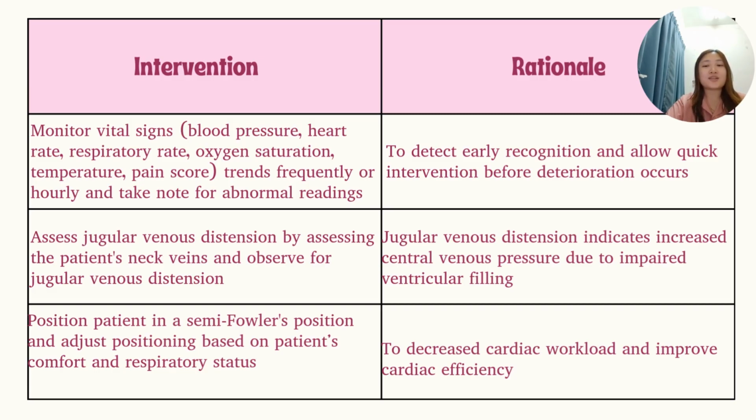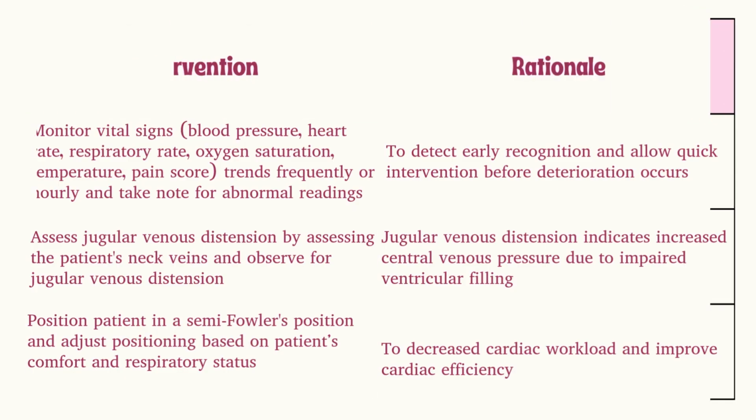Second one, assess the jugular venous distension by assessing the patient's neck veins and observe for jugular venous distension. This is because jugular venous distension indicates increased central venous pressure due to impaired ventricular filling. The third one, position patient in a semi-Fowler's position and adjust positioning based on patient's comfort and respiratory status. This is to decrease cardiac workload and improve cardiac efficiency.